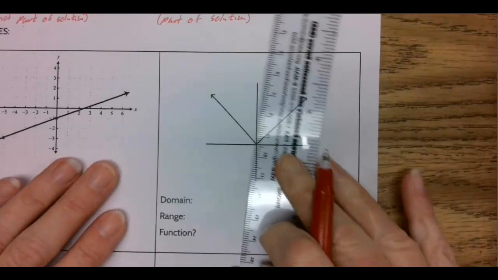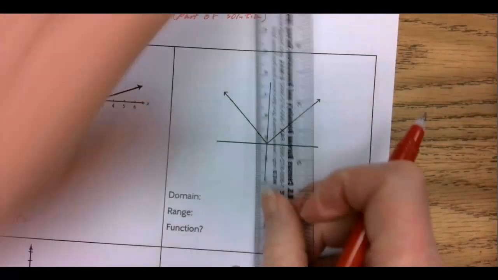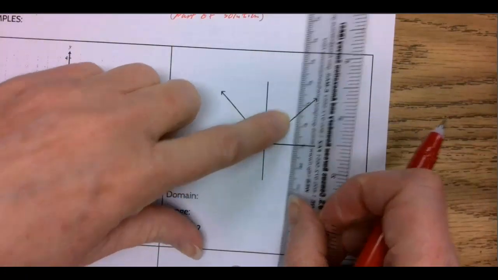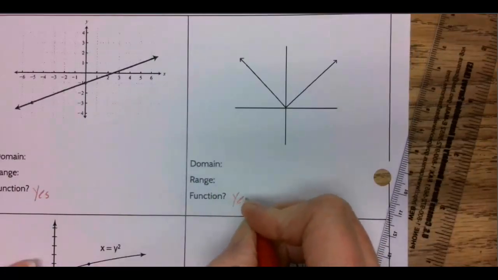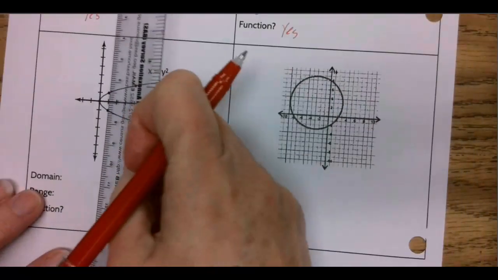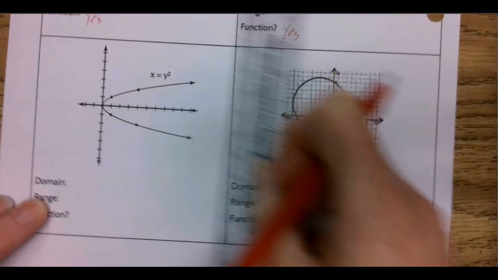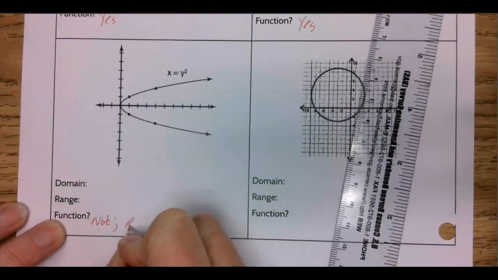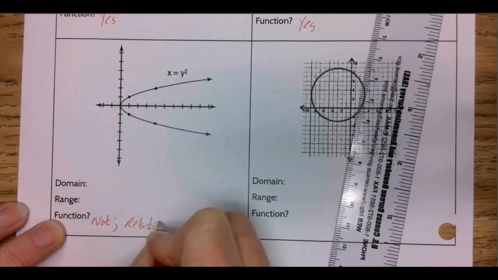Okay, what about this one? Go across with our vertical line. Do I touch it more than once? No, I do not. So yes, that's a function. Okay? Look at these down here. Oh, bam! All over the place. Not a function. Of course it is a relation, but it's not a function.